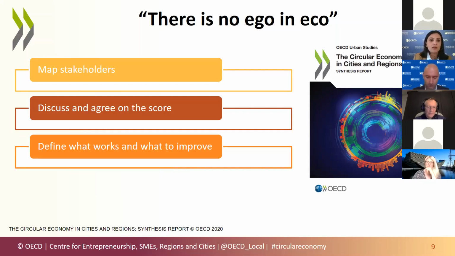So in order to develop the self-assessment, it is important to map stakeholders, to discuss and agree on the scores, so to have an understanding of where the progress is, from planned to effectively implemented activities. And this would help to define what works, what doesn't work, what needs to be improved, but also what is the role played by all the stakeholders in the shared responsibilities. Because at the end of the day, the business sector, the citizens, the associations, the NGOs are the real doers and implementers of this transition.